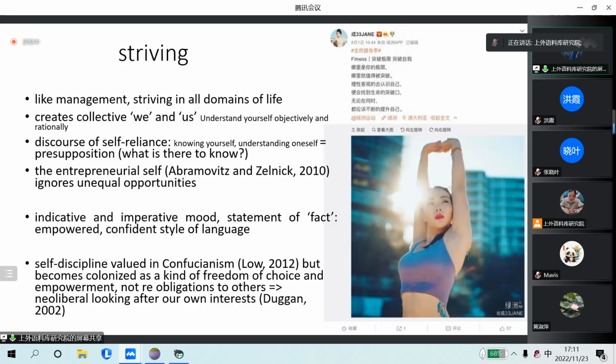Now, here's this one back. As I said, these are just representative examples. So like management, we need to strive in all domains of life. That is what is being presented here in these kinds of posts as a theme, as a route to success. It tends to create a collective we, and thus we understand ourselves objectively and rationally. And you should be self-reliant as well.